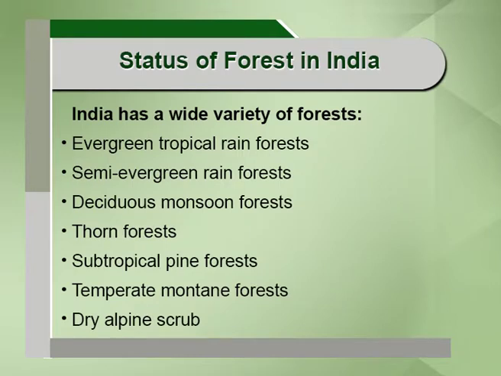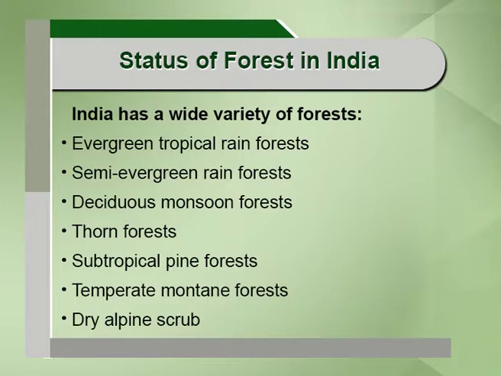Now, India has a variety of forest. We have the evergreen tropical rainforest, semi-evergreen rainforest, deciduous monsoon forest, thorn forest, subtropical pine forest, temperate montane forest and dry alpine scrub. In this module, we will be discussing the evergreen tropical rainforest and semi-evergreen rainforest.